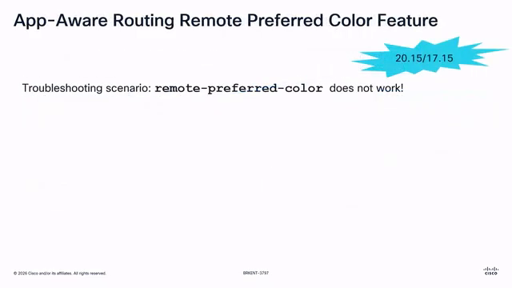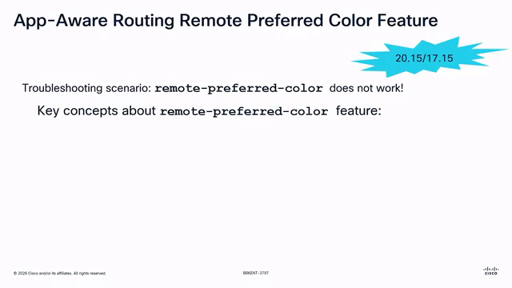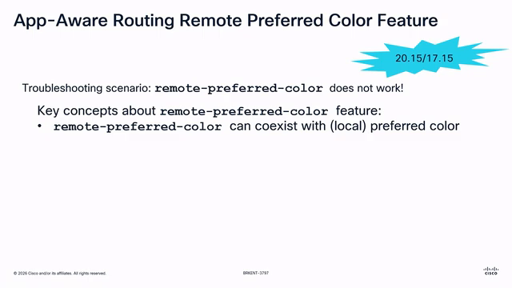Maybe one more, very quick. There is a relatively new feature, which is called remote preferred color, right? And let's discuss why this remote preferred color may be malfunctioning if you are using the strict keyword. The first important point to mention is that it can certainly coexist with locally preferred color. So if you set that local color is MPLS, and the remote color is biz internet, well, it's not a usual configuration, but still can be done. They can coexist. They are not mutually exclusive.